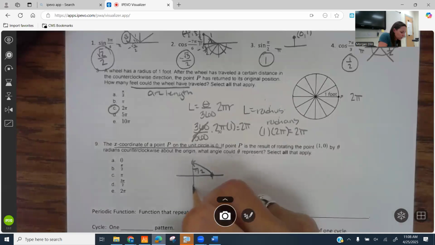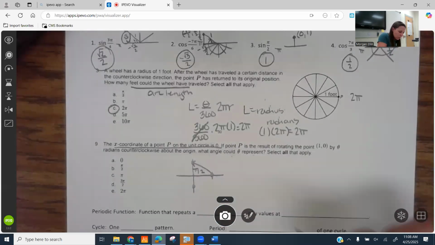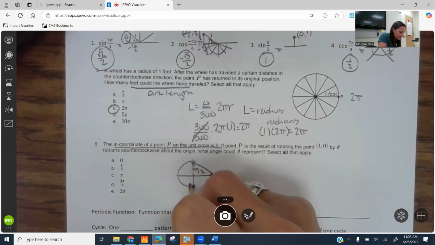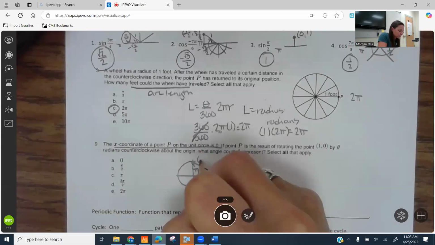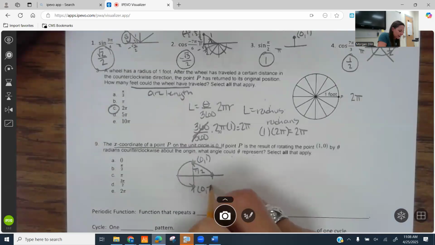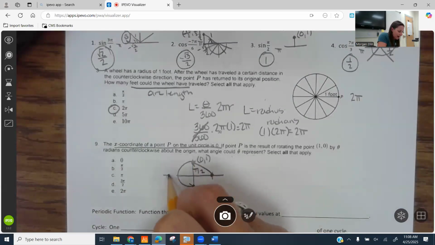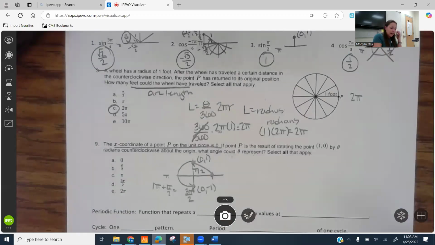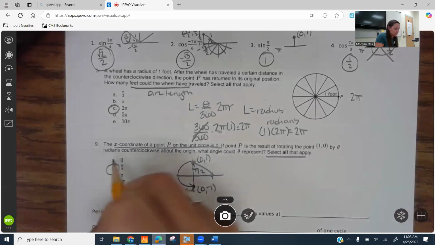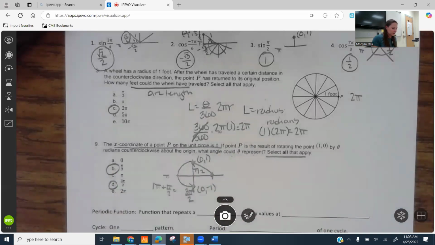Now, it could also land down here. Okay, so it could land all the way down here. And so like here, this would be the point 0, 1. This would be the point 0, negative 1, the x-coordinate 0. So here, to go here, think this is a pi plus another half. So think pi plus another half pi. All right, you end up with, this is 3 pi over 2. So you're looking for one of these. Now, the thing is, you would select all that apply. So pi over 2 was an answer, and 3 pi over 2 is an answer.